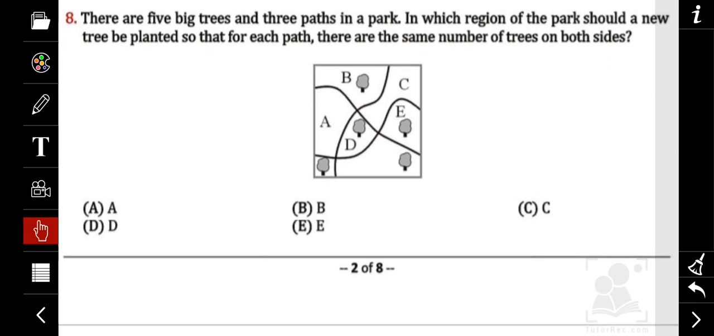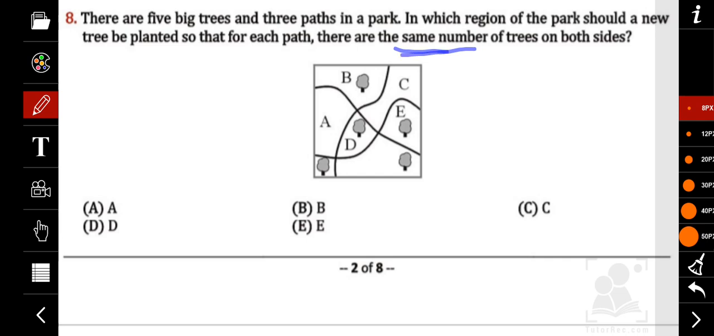It's question number 8 now. There are 5 big trees and 3 paths in a park. In which region of the park should a new tree be planted so that for each path there are the same number of trees on both sides? Same number of trees on both sides. For this, we can see it in different ways.